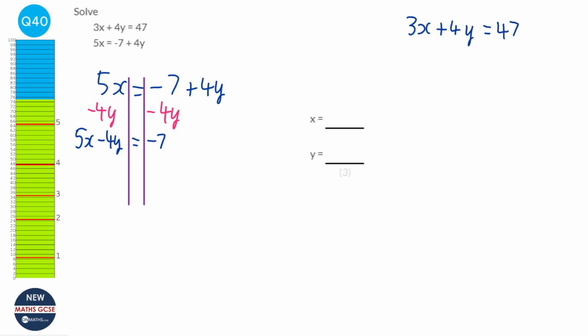Okay, so what we do now is we put both our equations down so we can solve these simultaneously. So 5x minus 4y equals minus 7, and you notice the coefficient of the y is already the same, so we don't need to multiply anything, but the signs are different, and the difference means add, so we're going to add going downwards. So we're going to add everything.